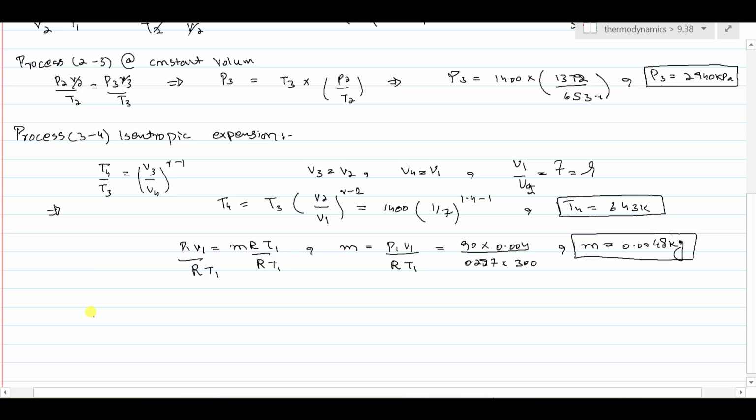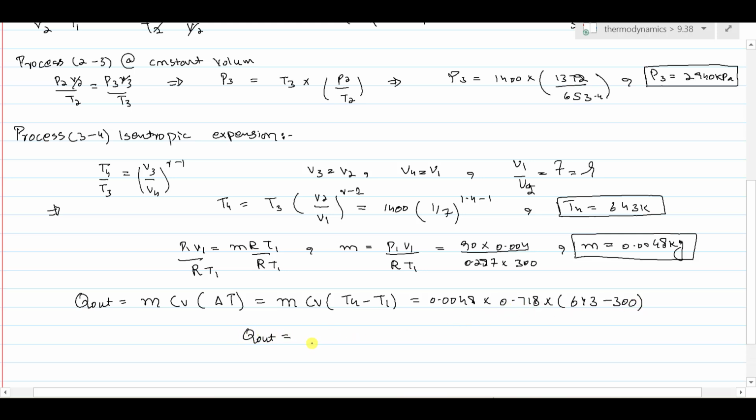Now the heat that is rejected is Q out, and it is equal to the mass of the working fluid times CV times the change in temperature, delta T. The change in temperature is equal to T4 minus T1. This is the m value, 0.0048, and the result is equal to 1.03 kilojoule.